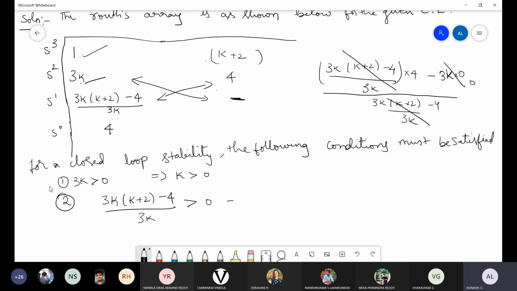Clear? So it implies, if you multiply by 3k, 3k square plus 6k minus 4 should be greater than 0. If you just multiply 3k to the other side, it will be 0. If you open the bracket, 3k into k is 3k square, plus 3k into 2 is 6k, minus 4, it should be greater than 0.